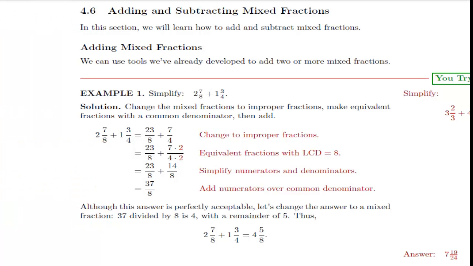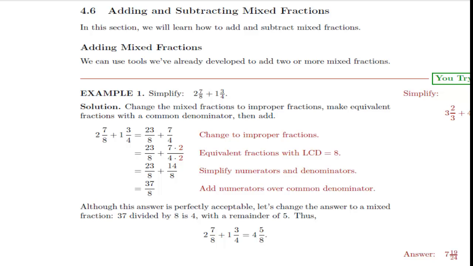Adding mixed fractions. We can use tools we've already developed to add two or more mixed fractions. Example 1. Simplify 2 7/8 plus 1 3/4. Solution. Change the mixed fractions to improper fractions, making equivalent fractions with a common denominator, then add. To change 2 7/8 to an improper fraction, 2 times 8 is 16 plus 7 is 23, so the improper fraction is 23 over 8.